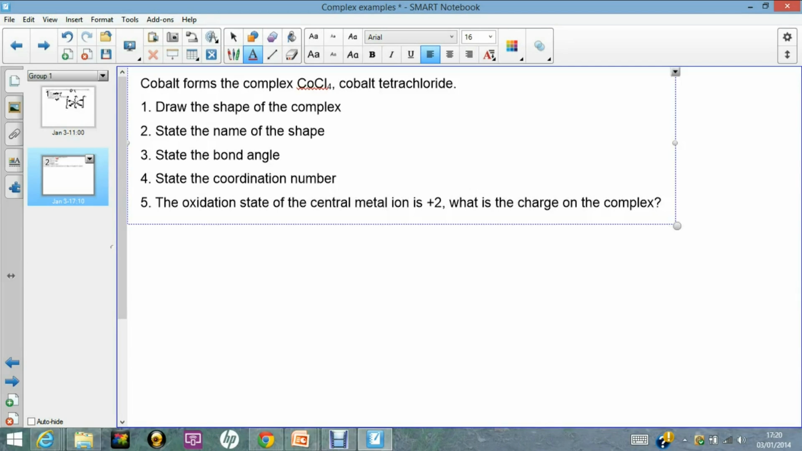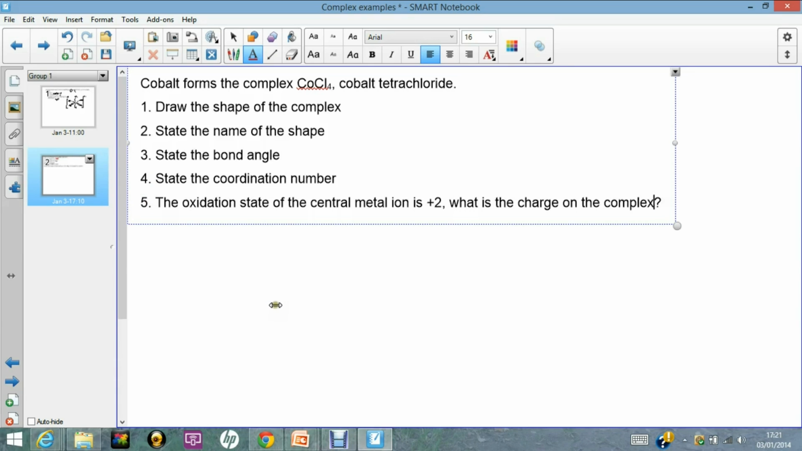Cobalt forms the complex cobalt tetrachloride. Things we have to do in this question: we've got to draw the shape of the complex, state the name of the shape, state the bond angle, state the coordination number, and then work out the charge on the complex. If you want to pause the video whilst you have a go at this yourself, do so now.